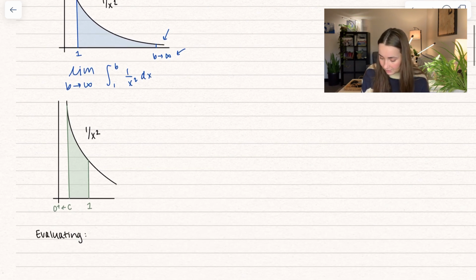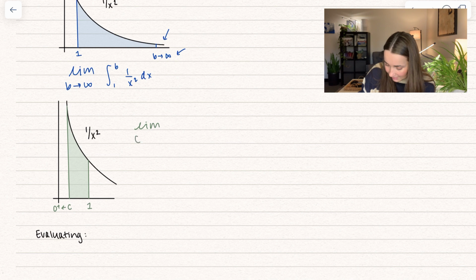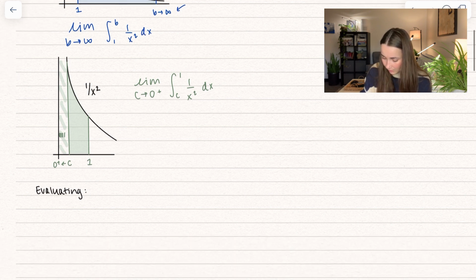But what would happen if we were to look at it the opposite way? So instead of going from 1 to infinity, we went from 0 to 1. Well, we would have to rewrite this as a limit as c approaches 0 from the right side, right? We're approaching from this right side of our integral from c to 1 of 1 over x squared dx. So what we're doing now is we're accounting for this entire integral. So let's go ahead and try to evaluate this.